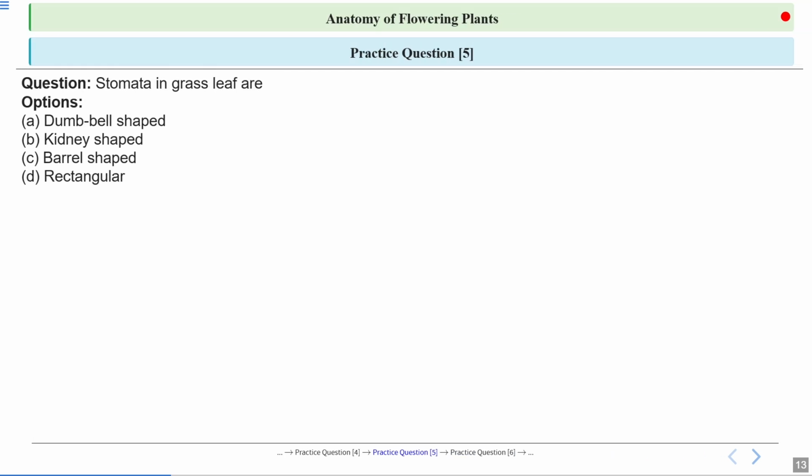Next question. Stomata in grass leaf are A. Dumbbell shaped, B. Kidney shaped, C. Barrel shaped, and D. Rectangular. They are asking for the grasses. Like in grasses, what is the shape of the stomata? Let us see the answer.